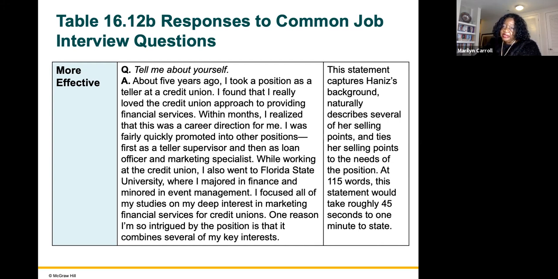Now, this statement captures Hunt's background naturally, describes several of her selling points, and ties her selling points to the needs of the position. At 115 words, this statement would take roughly 45 seconds to a minute to state.